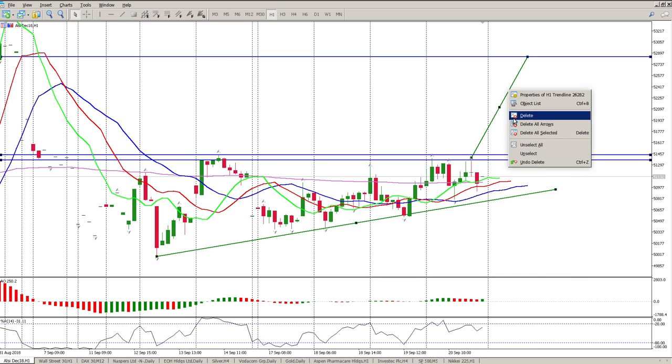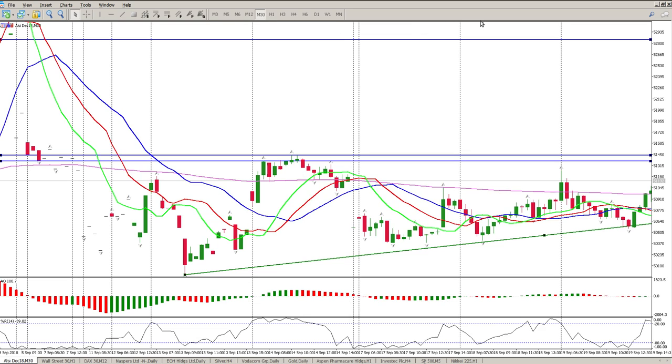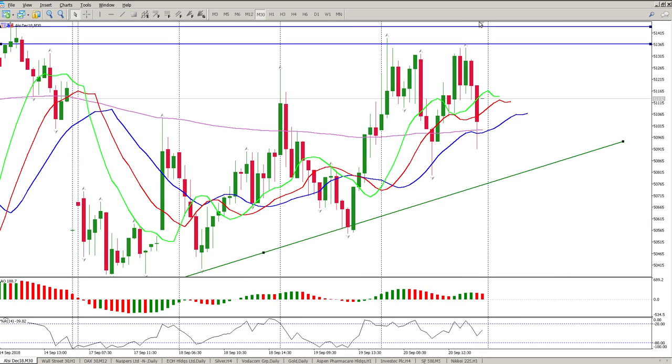We just need to delete that. Let's get down to the 30. The one concern that we do have is a potential double top. What would validate that would be a break below this level here of 5,800. If we break below that, there is a possibility that this could be a double top, and then we could break to the downside.